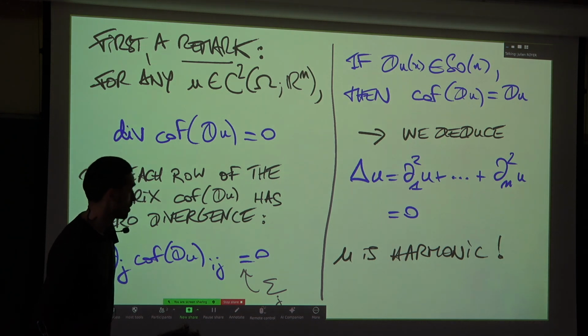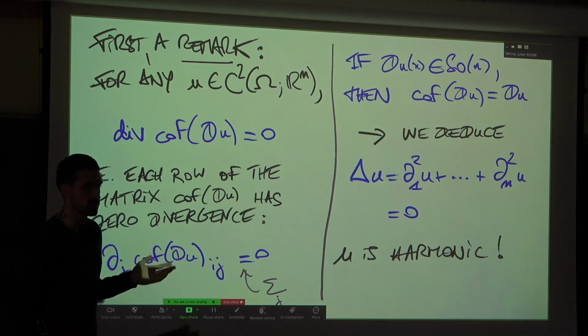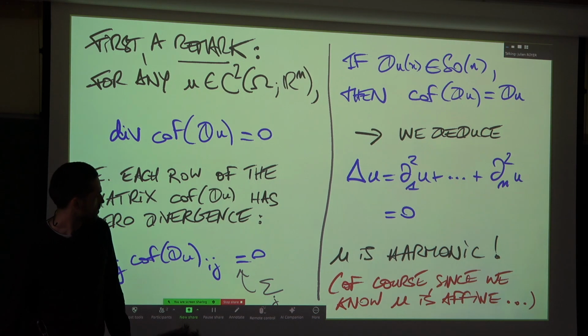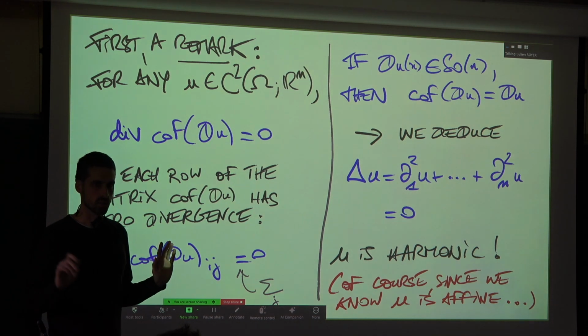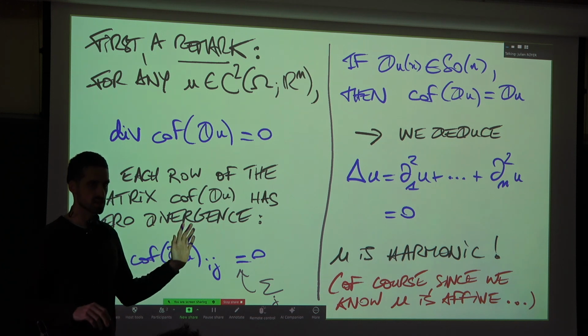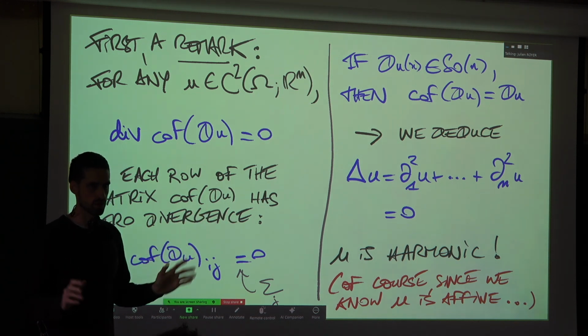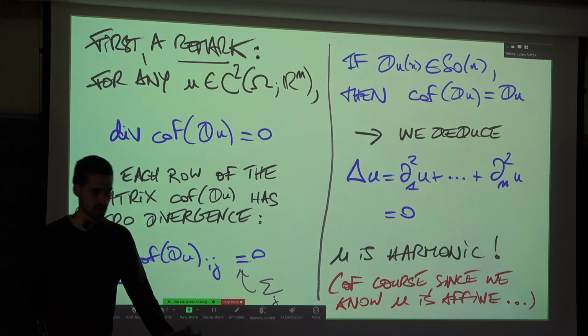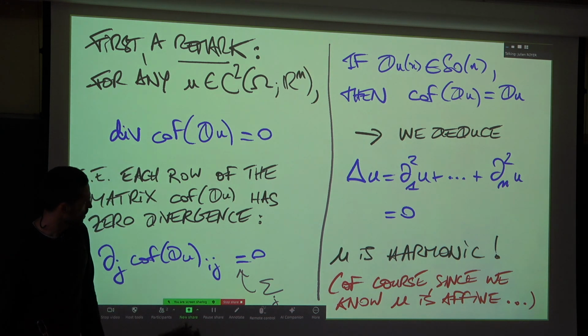And perhaps you know, or at least it's a result, that harmonic functions are very, very regular somehow. But this is completely stupid, what I just did. Of course we know it's harmonic. I assume it is C2, I know it is affine, so it is harmonic. This was completely useless. Well, not that useless. Let me go a little bit more into detail.